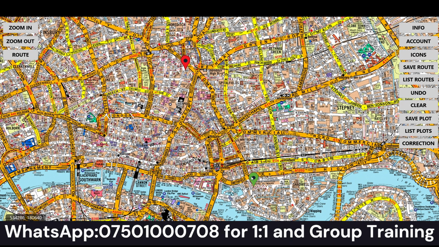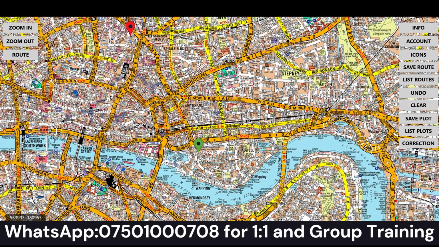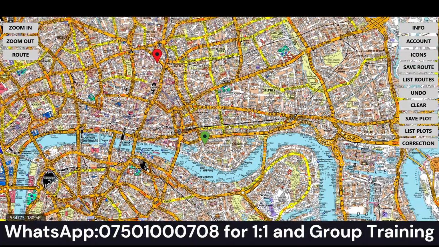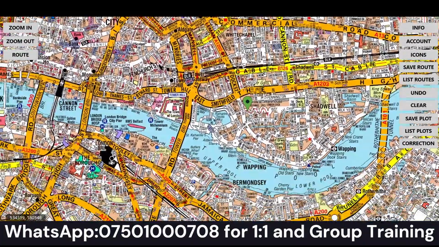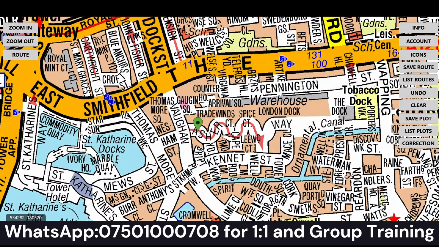So again, we have these 2 points, green and red. So we are traveling from green towards our red point. So we can see where our points are. So let's zoom in. Where our point is, you can see it's one way. Anyway, we can't go this way because it's a one way.